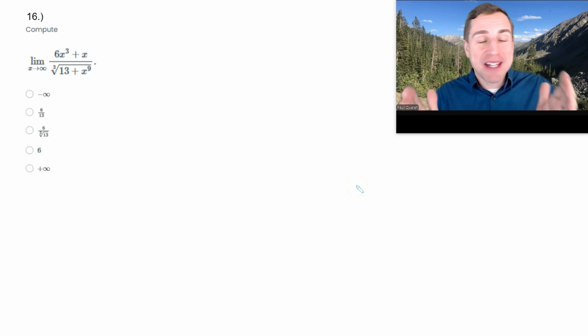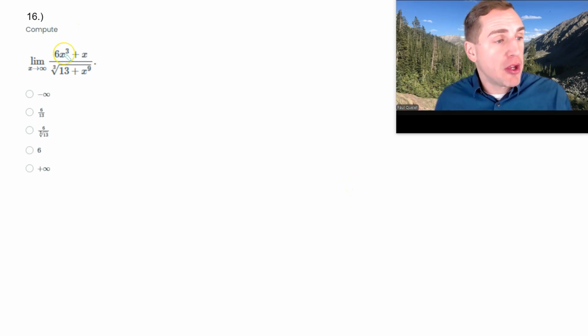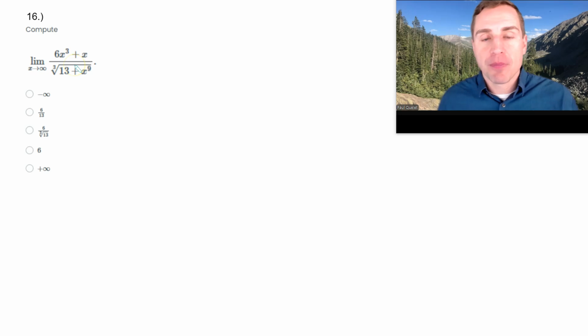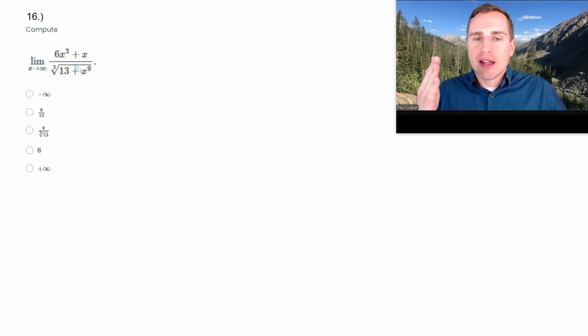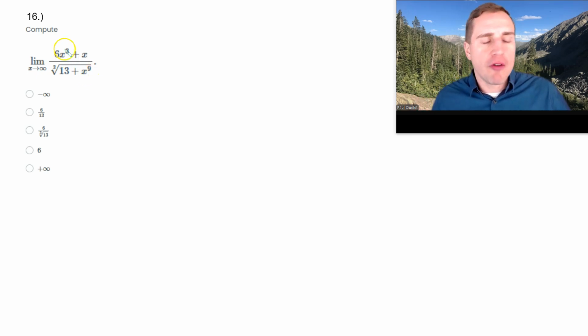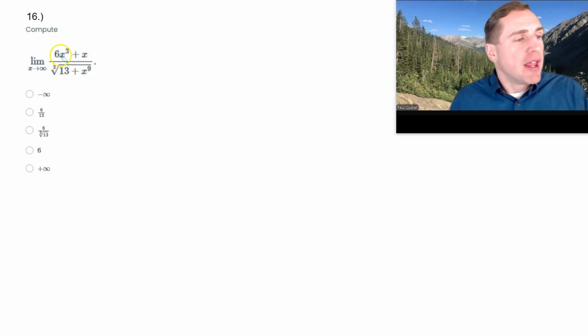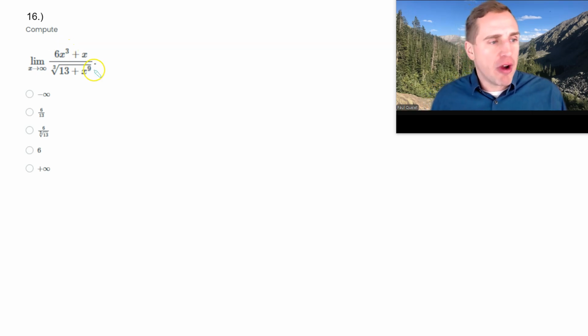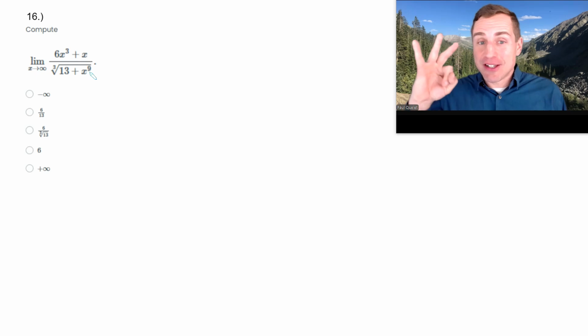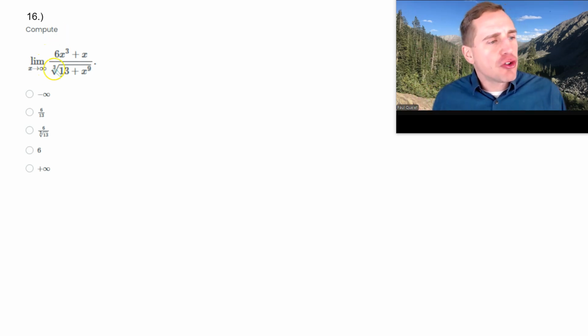Okay, so now to problem 16. What we have is a polynomial in the numerator, 6x to the third plus x. We have a cube root in the denominator. So we have 13 plus x to the ninth underneath a cube root. So what that means is we're going to look at this limit as x approaches infinity, but we need to consider the order of the numerator and denominator. In other words, what's the highest power in the numerator and the denominator? So we note that it's x to the third in the numerator, and in the denominator it's actually x to the third. Now why is that? Because it's underneath a umbrella of a 1/3 power.